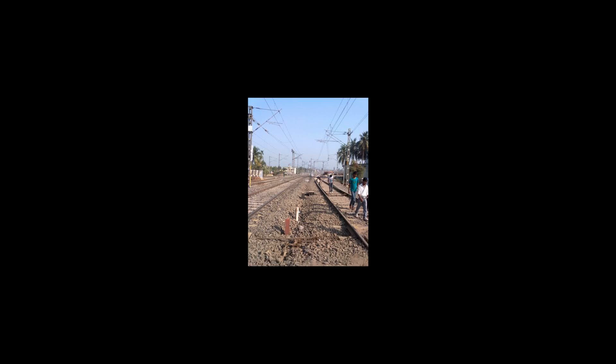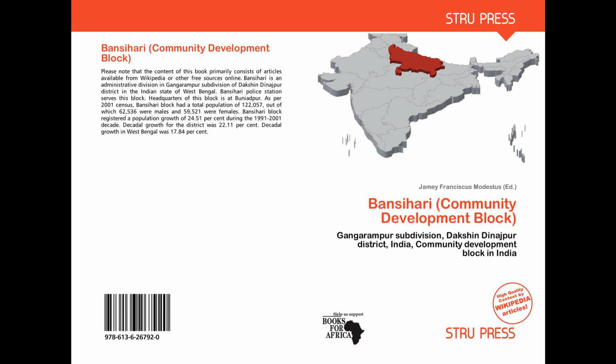Pursura CD Block produced 21,170 tons of Aman paddy from 6,640 hectares, 44,850 tons of jute from 2,061 hectares, and 195,000 tons of potatoes from 6,842 hectares in 2005-06. In Pursura CD Block, out of the total cultivated area of 7,665 hectares, 200 hectares is drought-prone and 3,500 hectares is flood-prone.